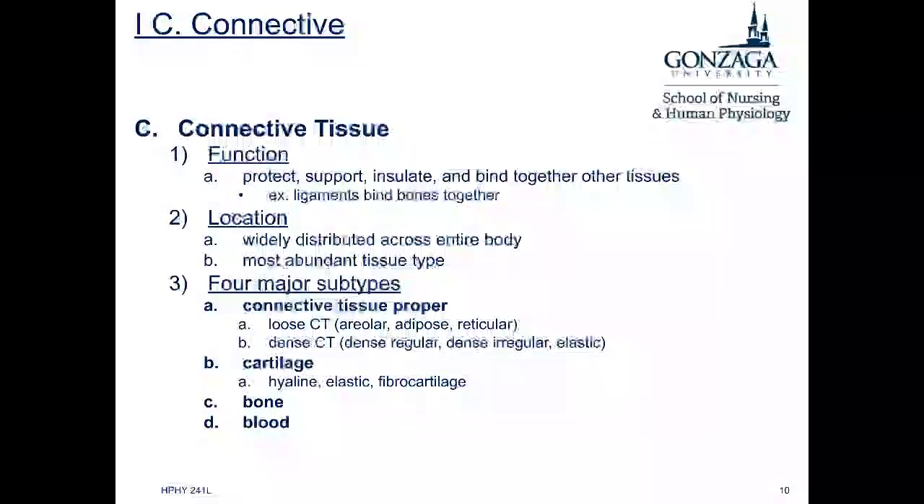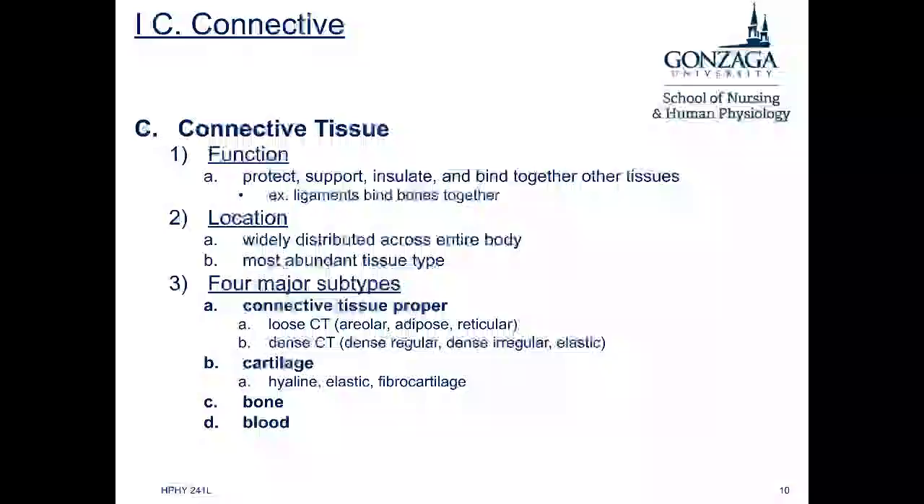So that gets us through the epithelial tissue. Moving on to the second type of tissue in the human body, and that is connective tissue. Students often struggle the most with identifying or wrapping their heads around connective tissue, and that's because it's a very large group of tissue that provides many different roles for the body. So you'll probably spend a little extra time on this type of tissue compared to the other ones.